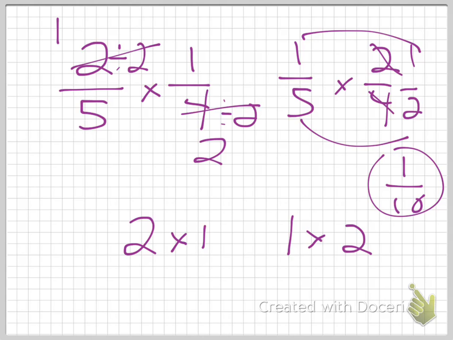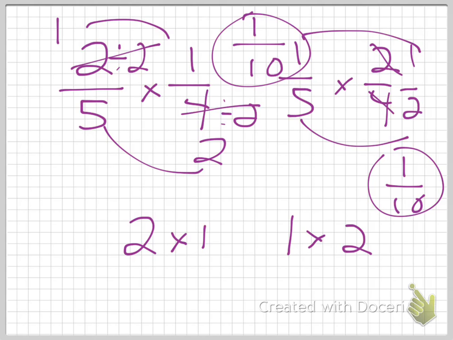Is there anything else to reduce? No. 1 times 1 is 1. 5 times 2 is 10. We're back to 1/10. Does that make sense? That's the shortcut. You can cross-cancel. That's what they say. It's called cross-canceling. Really, this should be nothing new to you. Now, what if you have this problem? You guys do this one for me.